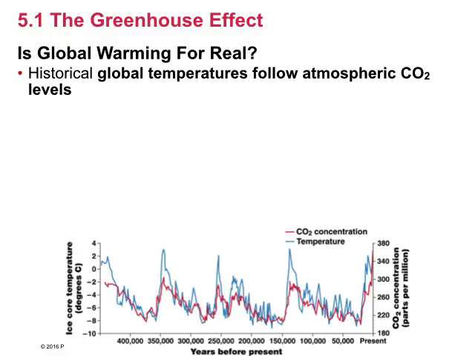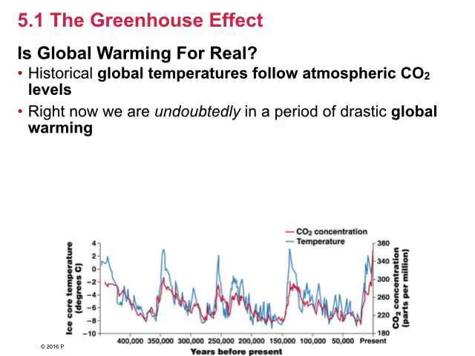All right, so we've seen that historical global temperatures follow atmospheric CO2 levels. Right now, we're undoubtedly in a period of drastic global warming because the CO2 levels are spiking, and we know that temperatures are going to follow. And this is agreed on by published scientists. And this is what we call global warming. And so global warming is a reality as far as we understand. As the relation between CO2 and temperature shows, the Earth is going to continue to get warm.